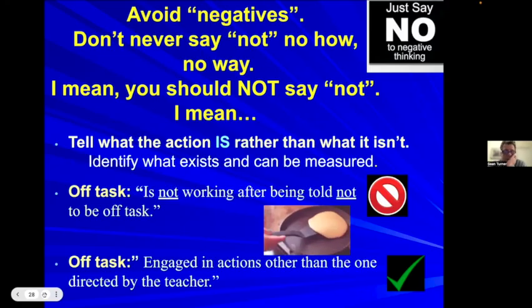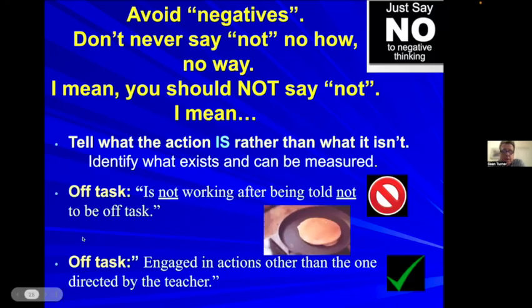So example, off task. It's not working after being told not to be off task. Off task. I like the second one. Engage in actions other than the one directed by the teacher. Right. Flip that behavioral pancake, that there's two sides of the coin. And instead of thinking about, well, what isn't the kid doing? And we can't define what isn't happening. What is the student doing? What is the action we witness?